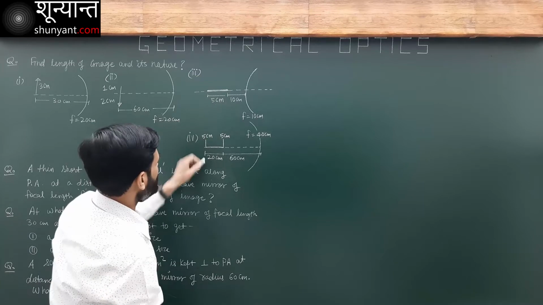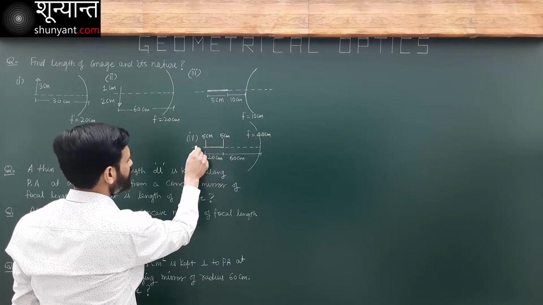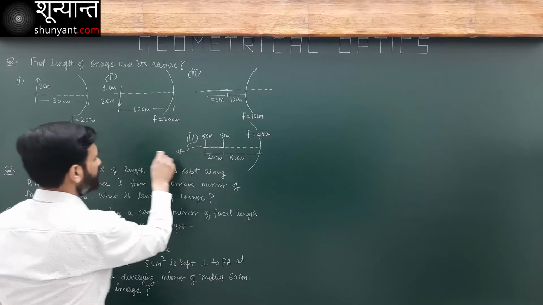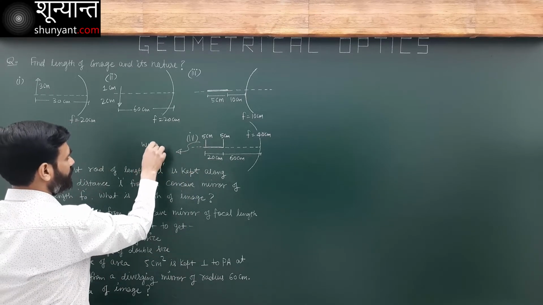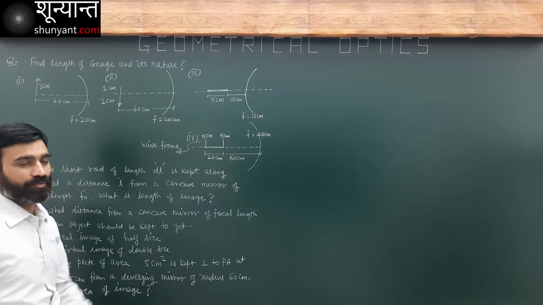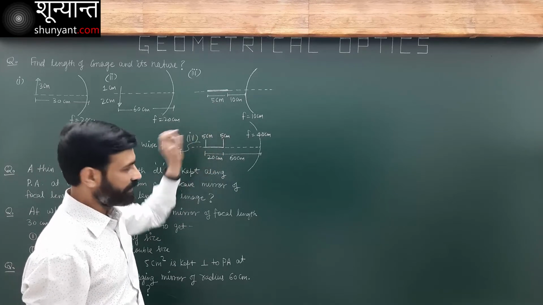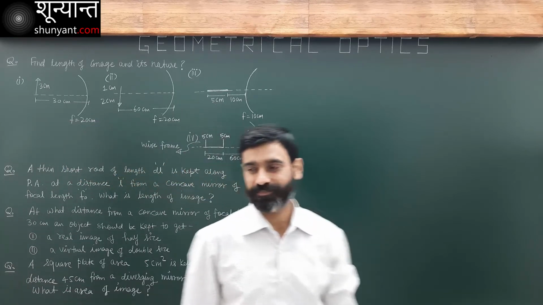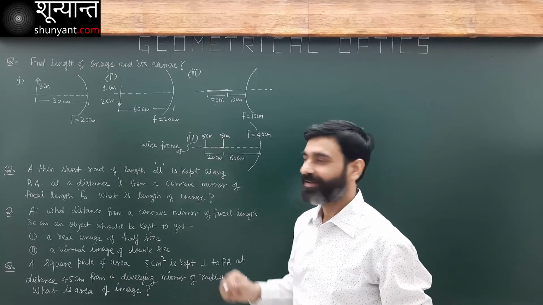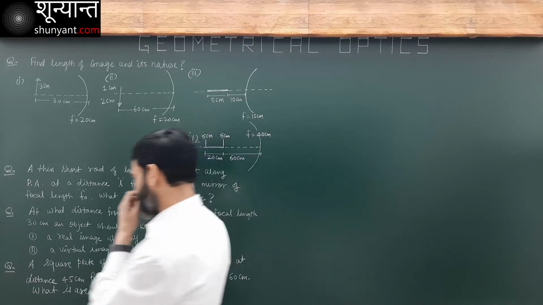Here I have this type of wire frame. This is my object. Let me write it here: a wire frame. This length is 20 centimeter and these two are 5 and 5. There will be some image. So what will be the total length of that image? That we have to find out.